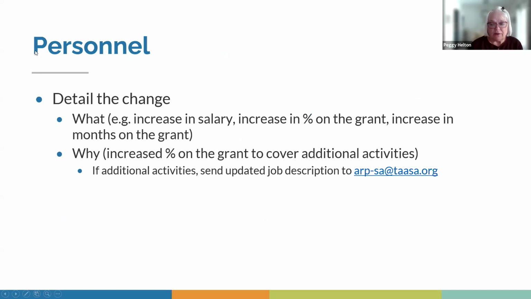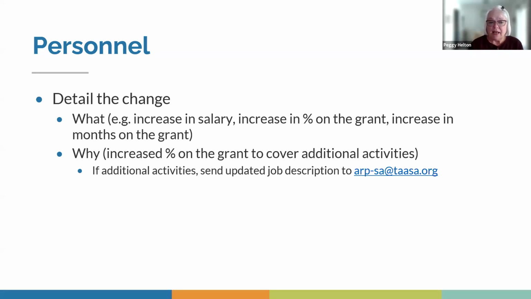So we're going to go through each of the budget line items. I'm going to talk about what's required, and then I'm going to have an example of each one of these. So first on personnel, to detail the change: what is happening? Are you increasing a salary? Are you increasing time percent on the grant? Are you increasing the months on the grant? For those folks that were in or are in offering two that had that first 6-month budget, if you're adding more months to a staff person, then that's what will go in your detail.